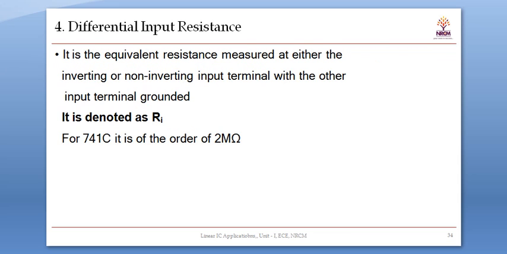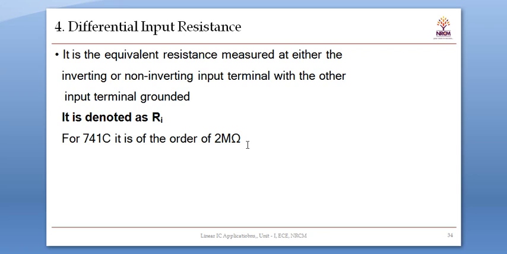Now, differential input resistance. It is the equivalent resistance that can be measured at either the inverting or non-inverting input terminal of the op-amp, with the other input terminal connected to ground, and it is denoted by Ri. For the 741C, the value is 2 mega ohm.